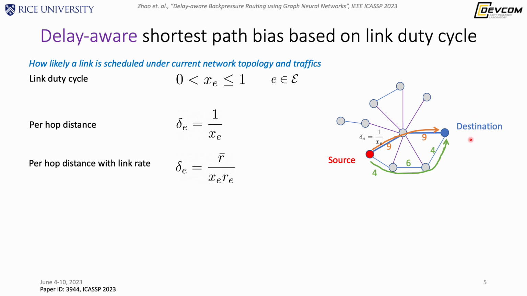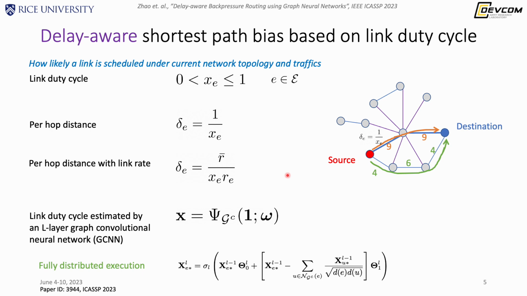For example, in this network, we have a flow from the source to destination. If we rely on shortest hop count distance, then we will prefer this route. However, these 2 links have a low link duty cycle because they have a lot of conflicting neighboring links. Based on our approach, we would prefer this route because it has a shorter distance. In practice, we use a graph convolutional neural network to predict this link duty cycle based on the conflict graph of the network. This approach maintains the fully distributed execution of backpressure routing because the GCN has fully distributed execution.